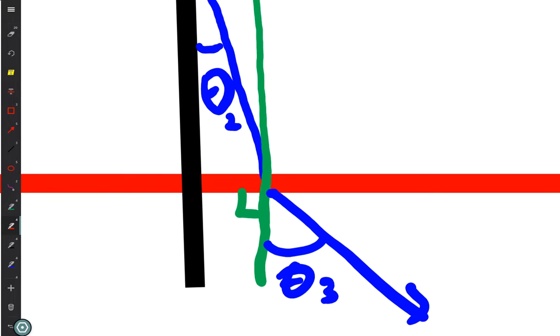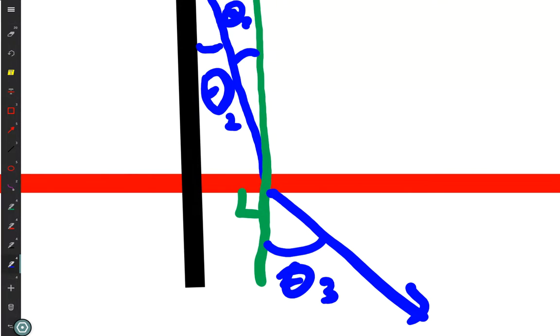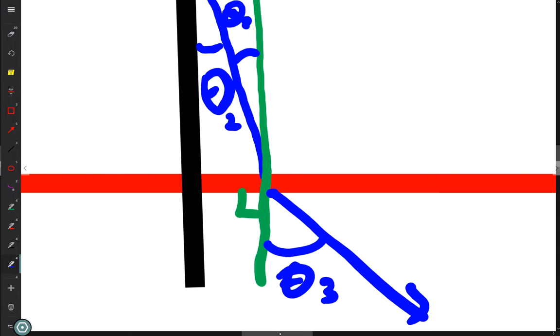Theta 3, and I didn't actually mark it, but based on your geometry understanding, you should recognize that this angle between vertical and my ray is the same as this angle between vertical and my ray. Hence, that's still theta 2.